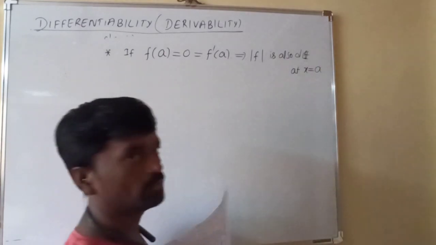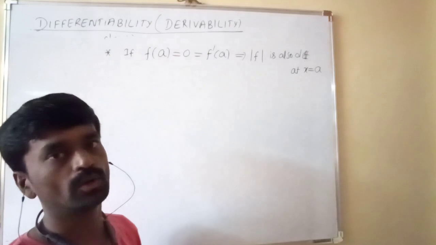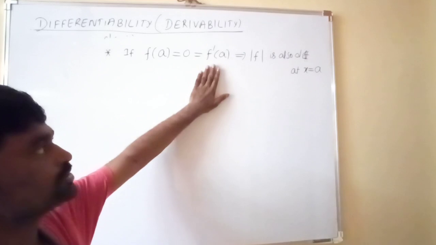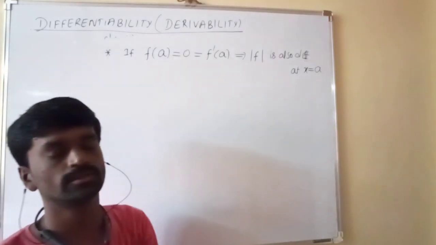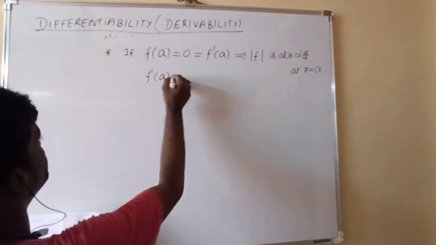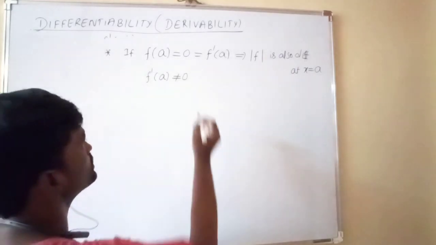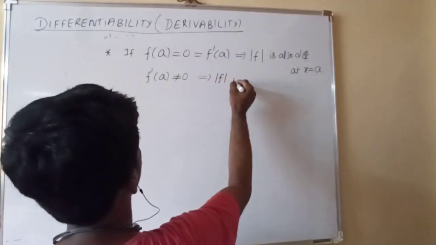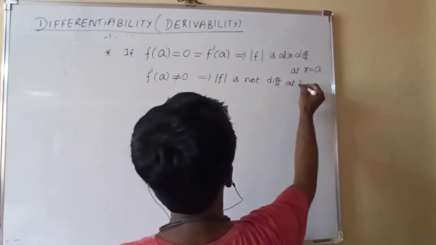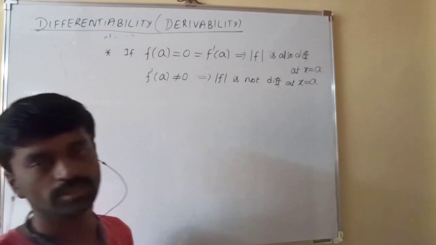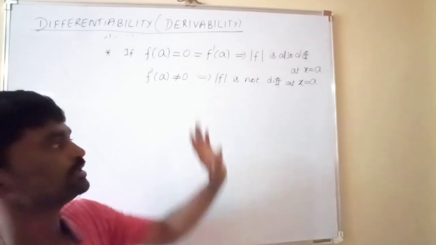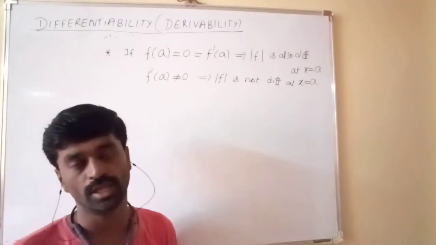So based on this point, one problem was given in a previous JEE Advanced paper. Okay, so if f is differentiable at a and f(a) is equal to 0, f'(a) is equal to 0, then only mod f is also differentiable at x equal to a. So, for example, if f'(a) is not equal to 0, then mod f is not differentiable. Though f(a) is equal to 0 and f is differentiable at x equal to a, if f'(a) is not equal to 0, then mod f is not differentiable at x equal to a.